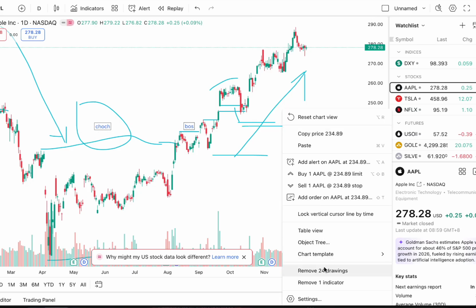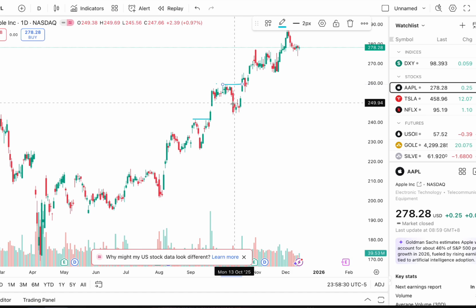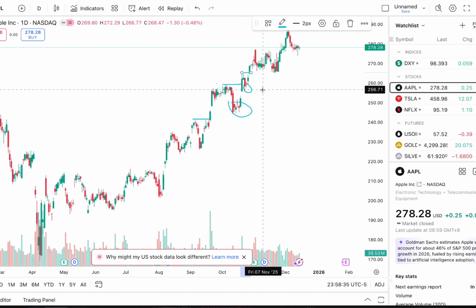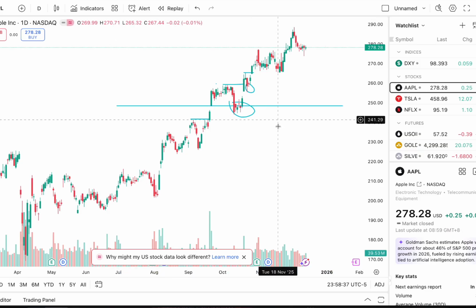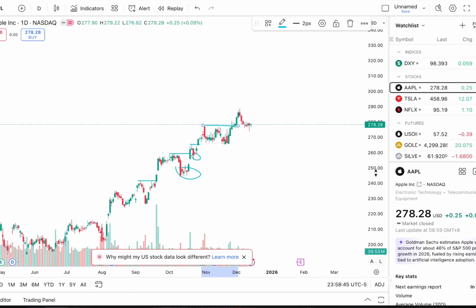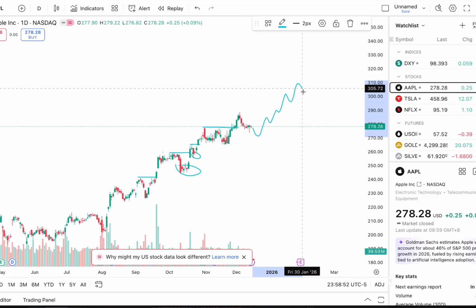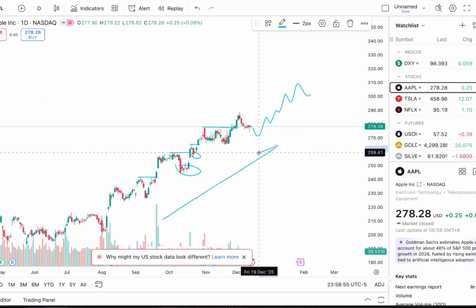Let me get rid of these drawings. So yeah, the price gives you so many opportunities to get in. If you didn't get in here, you could have got in here. Lower high. Price making more higher highs. So observing the Apple chart based on market structure, it's probably going to do something like this and then continue up, because we are in an uptrend, guys.